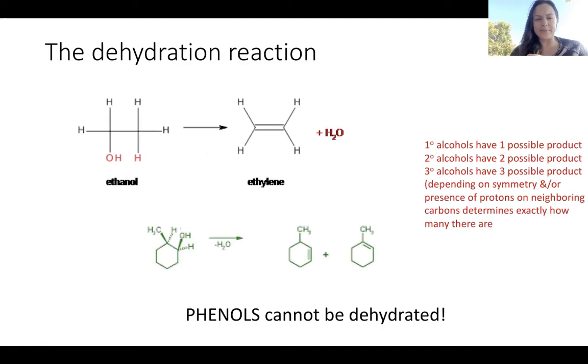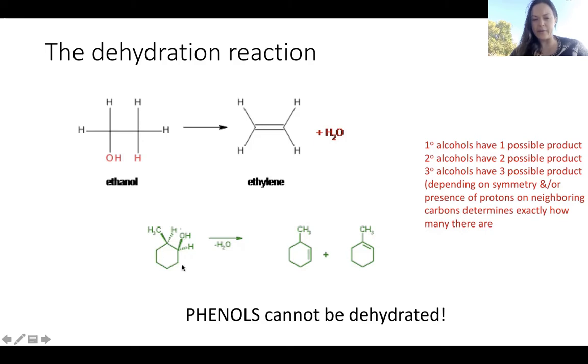Here are some examples. Here's ethanol. Remove an OH group from one carbon and a hydrogen from another, and you get ethylene. I like to show you this because it gives you a different way of looking at it, just in case you see it different ways. And again, like I said, phenols cannot be dehydrated. They're different. So phenols are not going to be dehydrated.